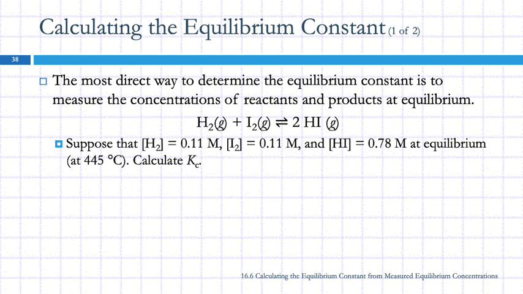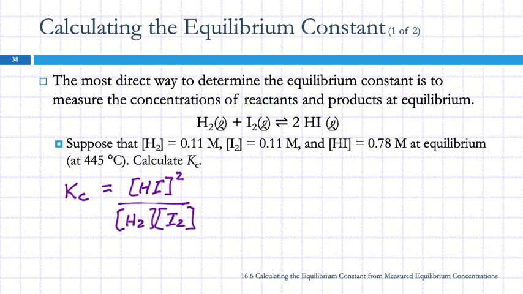Well, first we write the expression, the equation for Kc. So that's what we've been doing. So Kc equals HI squared divided by H2 times I2. So this one's squared because of that coefficient. These have coefficients of 1, so they have understood exponents of 1. There we have our equation.